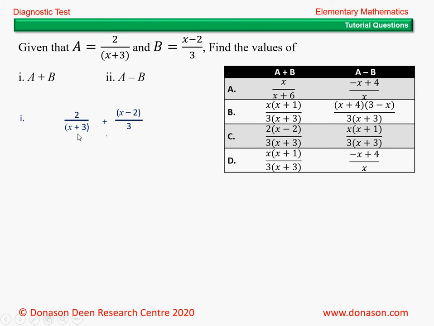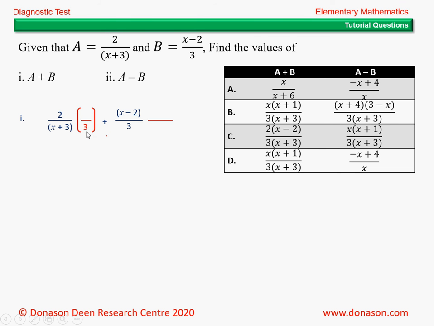I've just copied it down. Plus, because the question says add them together, plus B, which is x minus 2 over 3. So I've just copied it down as well. When we have two fractions that we need to add together, we make sure that they have the same denominator. This one has an x plus 3, but it does not have the 3 here. So I'm going to multiply the denominator of the first fraction with a 3.